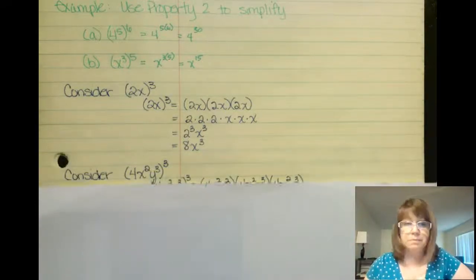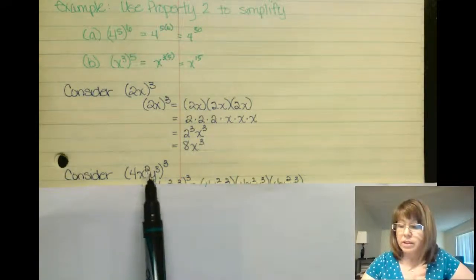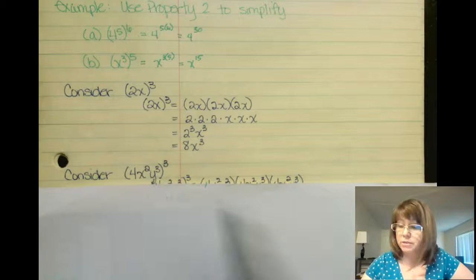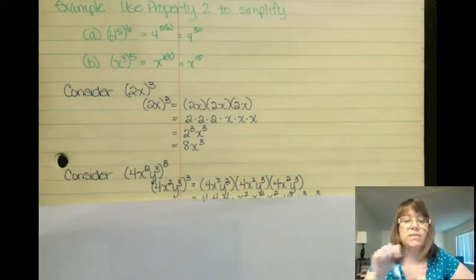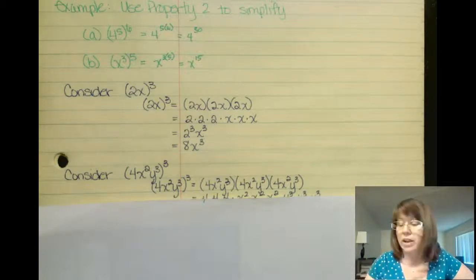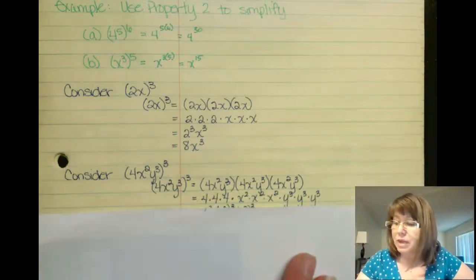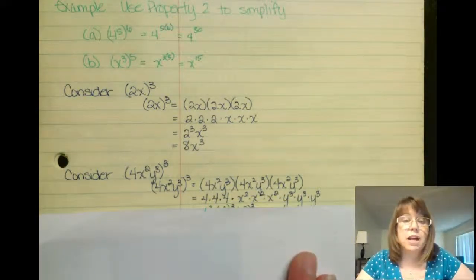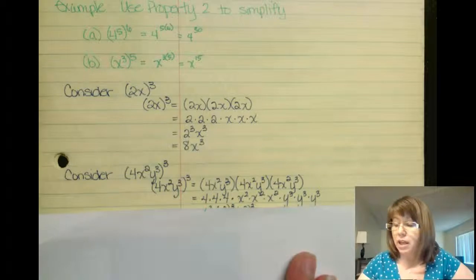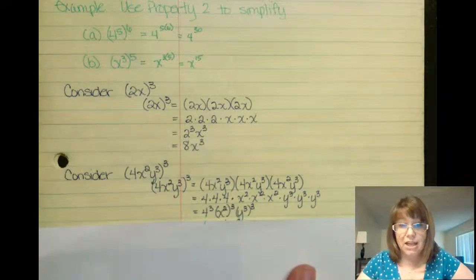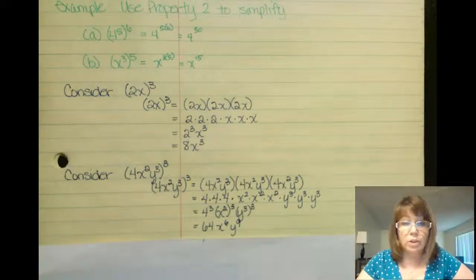So let's look at another problem. 4x squared y cubed, all cubed. So if I write it out, it's 4x squared y cubed times 4x squared y cubed times 4x squared y cubed. Again, I can say 4 times 4 times 4 times x squared times x squared times x squared times y cubed times y cubed times y cubed. In other words, 4 cubed times x squared cubed times y cubed cubed. And using our property 2, I can now say 4 cubed is 64. X squared cubed is x to the 6th.